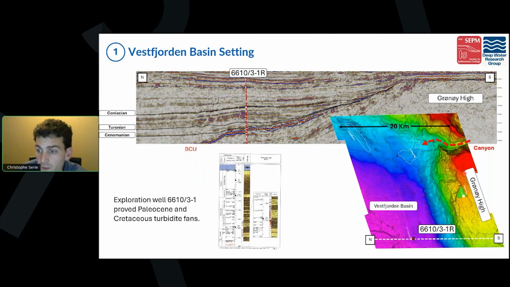So in the northern part, you have the Grønne High, and then you can actually map a lot of the canyons coming down, and then you have the basin. And here you can actually map the base of the BCU, which is represented on the map, and then the full Cretaceous sequence, where you see all those overlapping packages, and in some places thickening towards the slope. In that case, they drilled a well, they found a lot of sand throughout the Tertiary and the Cretaceous. They were deposited as, or interpreted as, turbiditic fan.